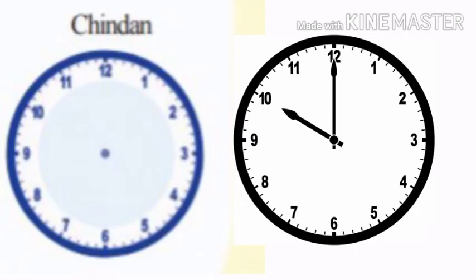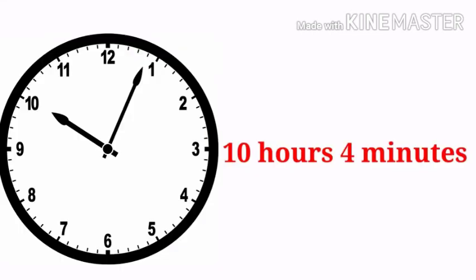Next, Chindan monkey took 10 hours 4 minutes. Here the hour hand will be at 10. To make 4 minutes, the minute hand moves towards the next line. Now the time is 10 hours 4 minutes.